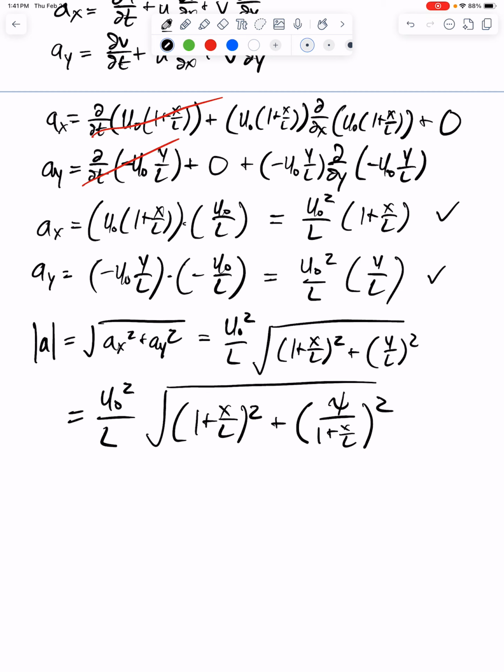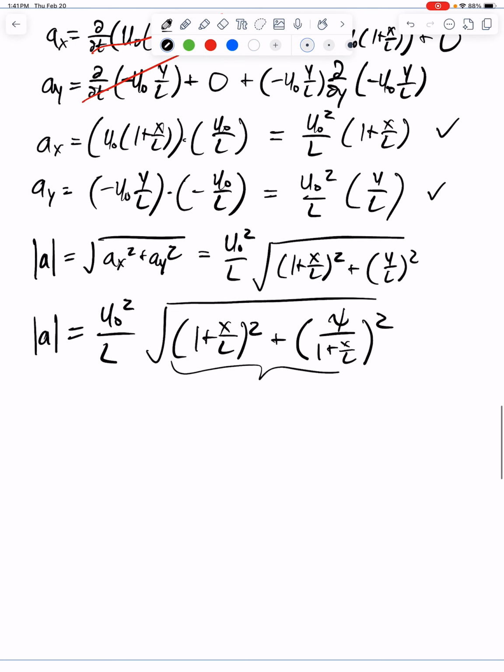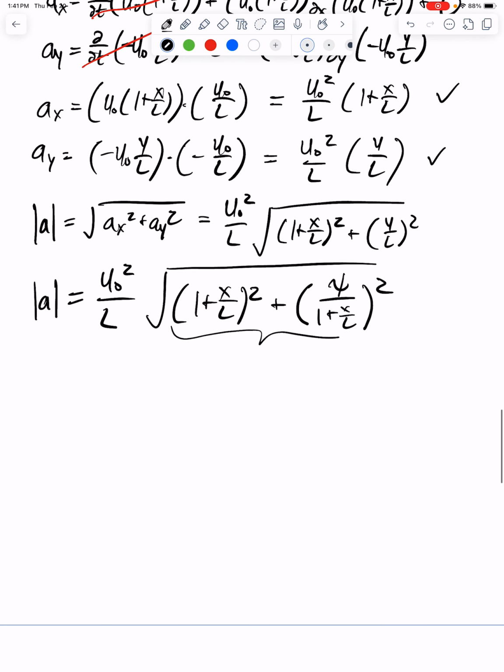In terms of acceleration, this is the formula for acceleration. The only part that's with respect to x is this part underneath the square root. So I'm going to look to find the maximum magnitude, or maximum acceleration. I'm just going to focus on this term here and combine it into one. To do that, I'm going to multiply this side by (1 plus x over L) squared. So I get (1 plus x over L) to the power of 4 plus psi squared, over (1 plus x over L) squared. This is me combining these two terms.